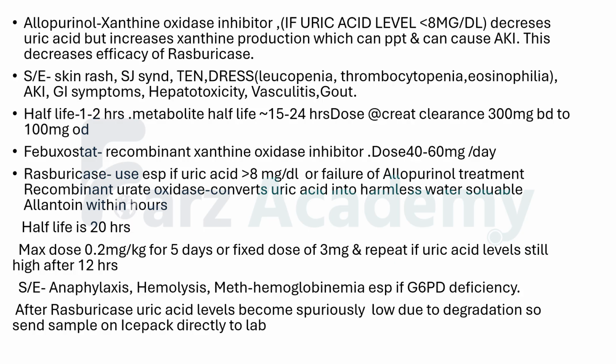Febuxostat 40 to 60 mg per day. Rasburicase is used in cases with uric acid more than 8 mg per dL. The dose is 0.2 mg per kg for 5 days, or you can give a fixed dose of 3 mg and repeat if uric acid levels are still on the higher side, even after 12 hours, you can increase the dose.